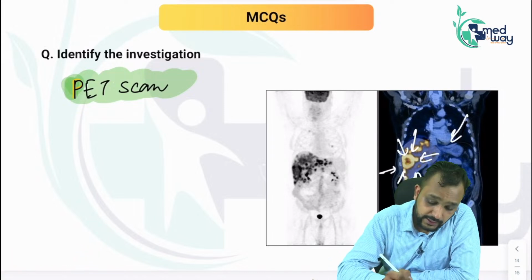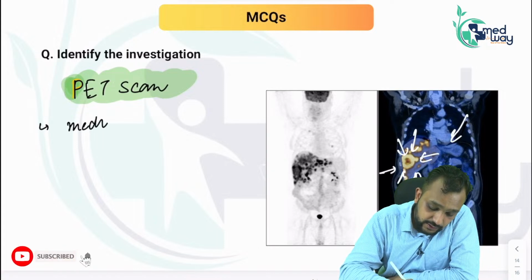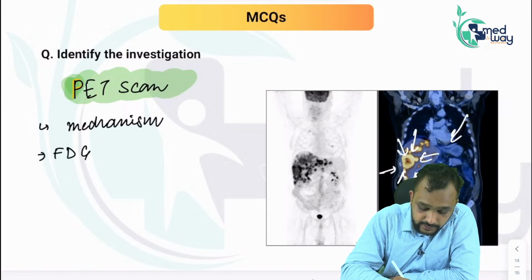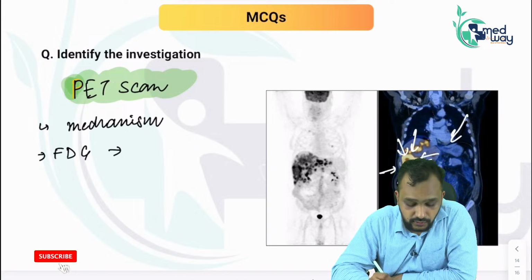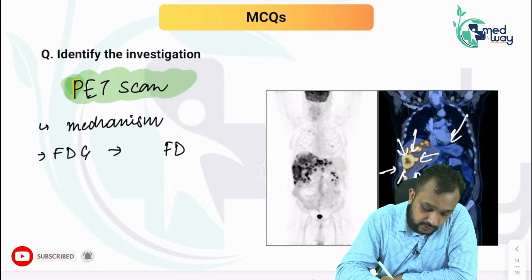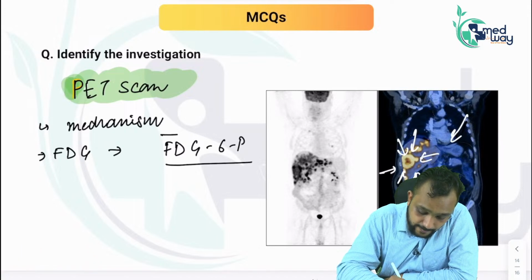Another question that was asked was on the mechanism of PET scan. Basically in this we are using fluorodeoxyglucose, right? This fluorodeoxyglucose is metabolized to fluorodeoxyglucose 6-phosphate, right?